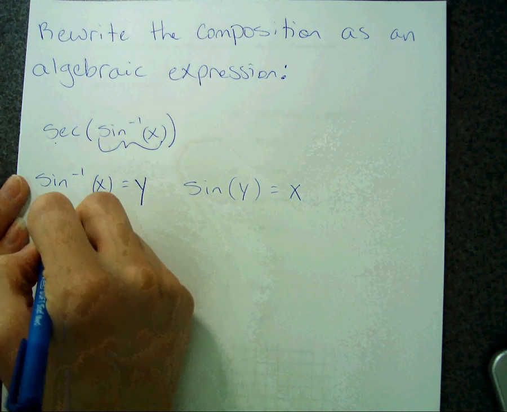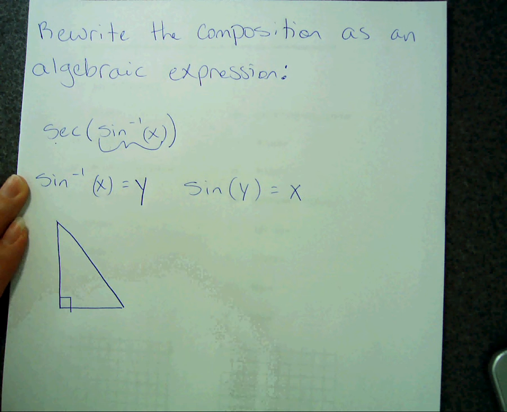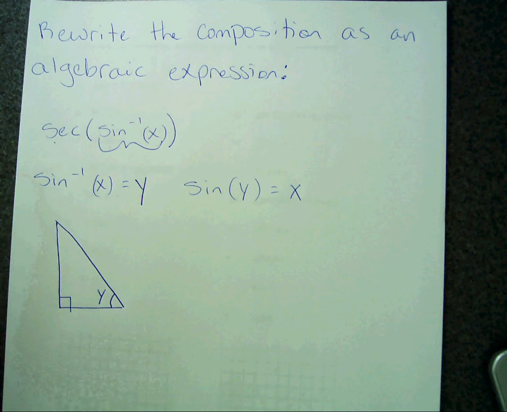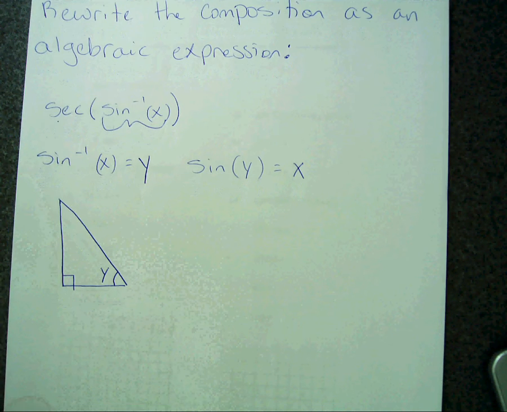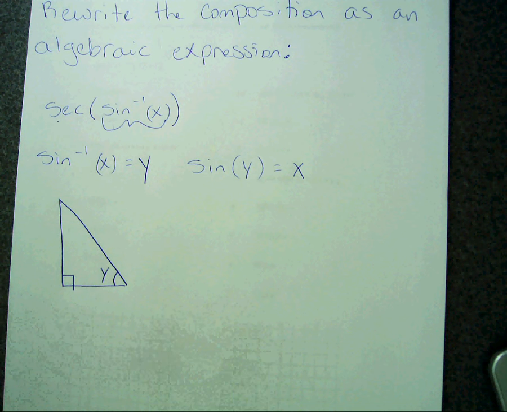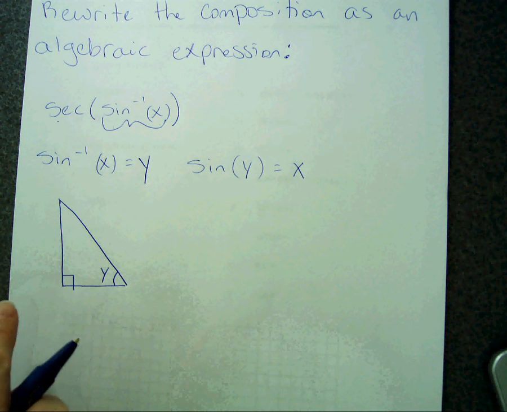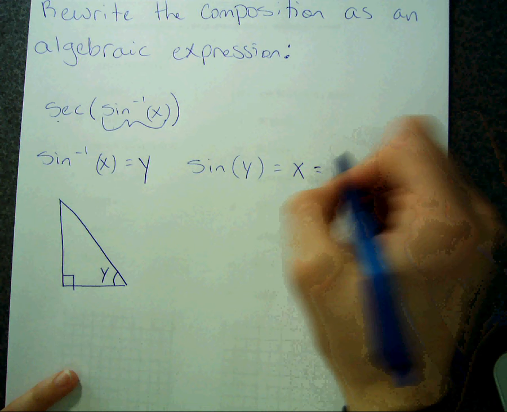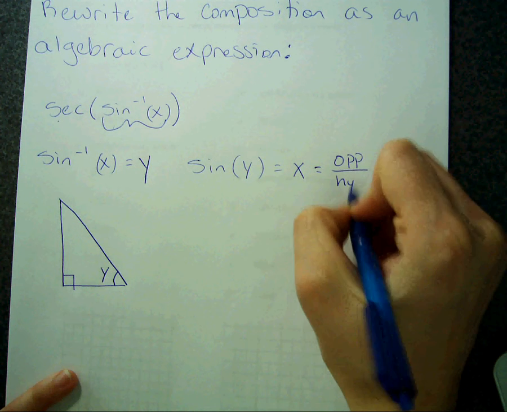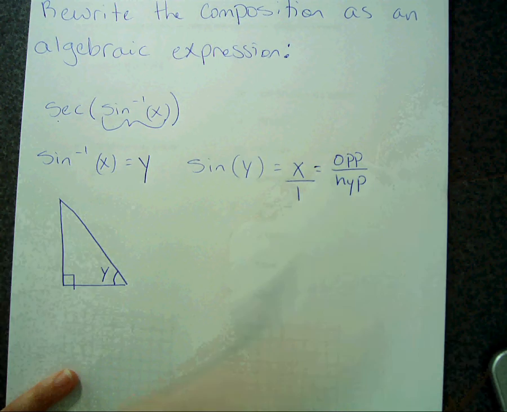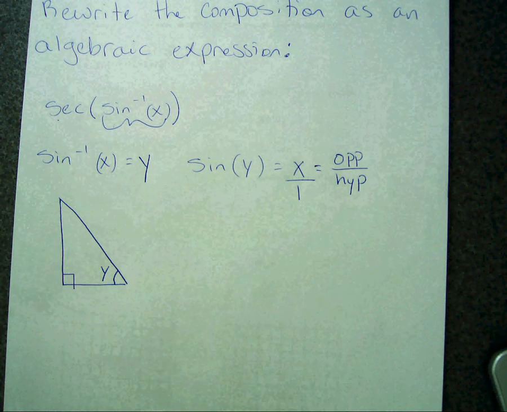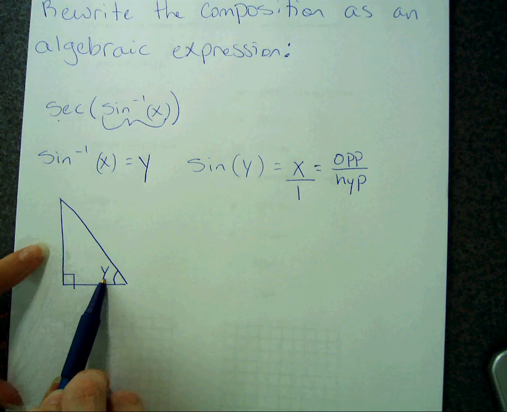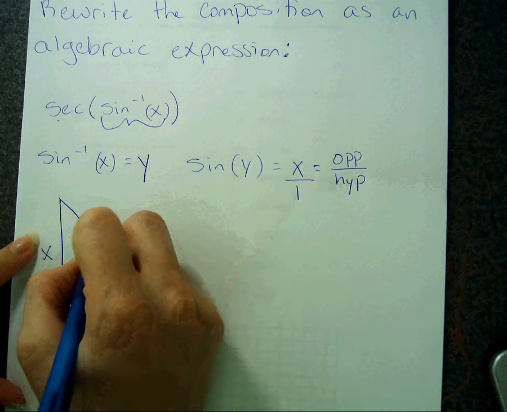So I'm going to create a right triangle and label one of the other angles y, or whatever you chose to call sine inverse, and label it as y. And I'm going to use how sine relates to the triangle to label my triangle. If you look at your formula sheet, your identity sheet, sine is opposite over hypotenuse. So I have x. I need to make it a fraction. So x over 1. I didn't change it, but I did make it a fraction. So that means the opposite side from y is going to be x, and the hypotenuse will be 1.